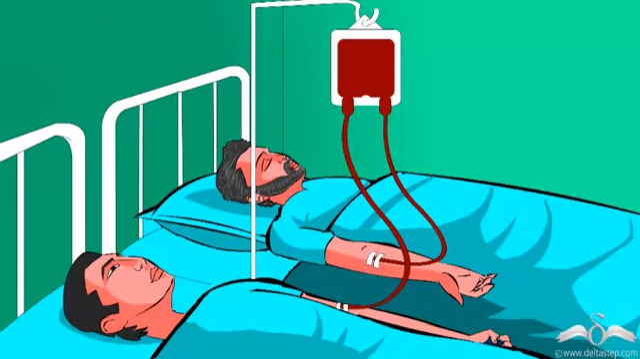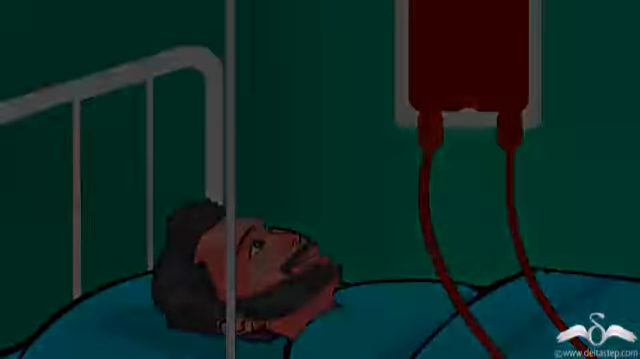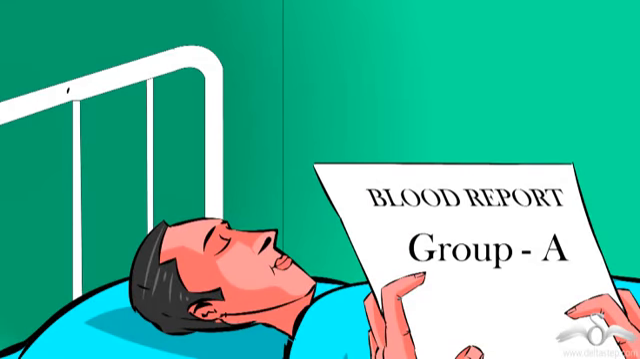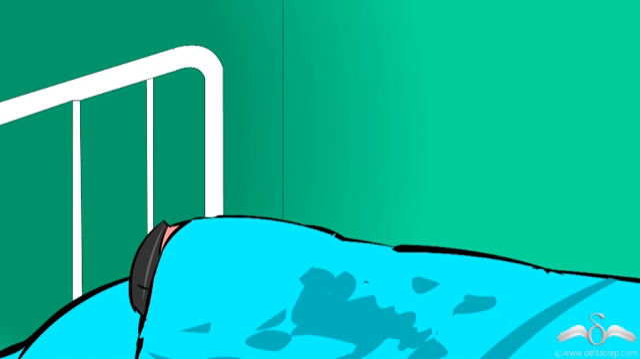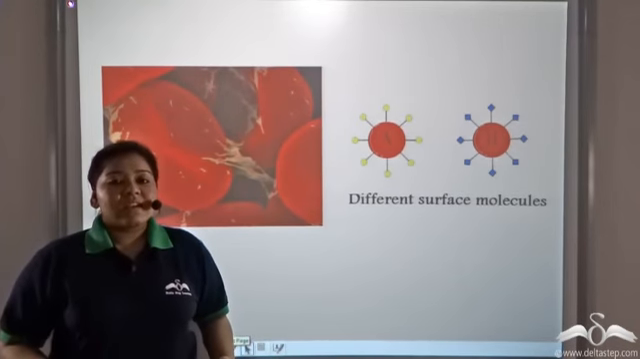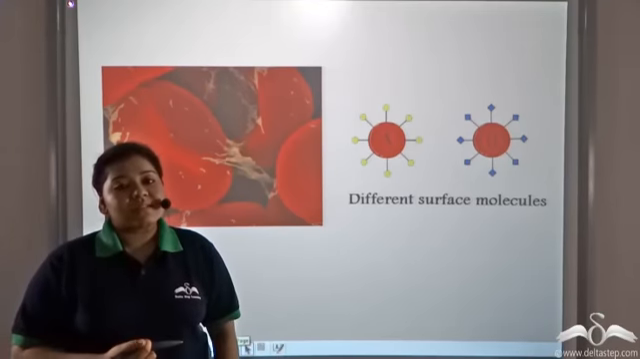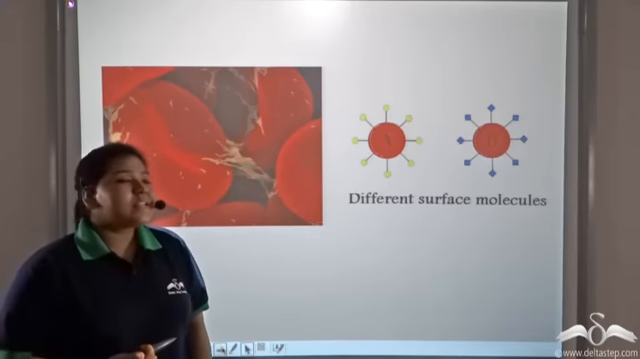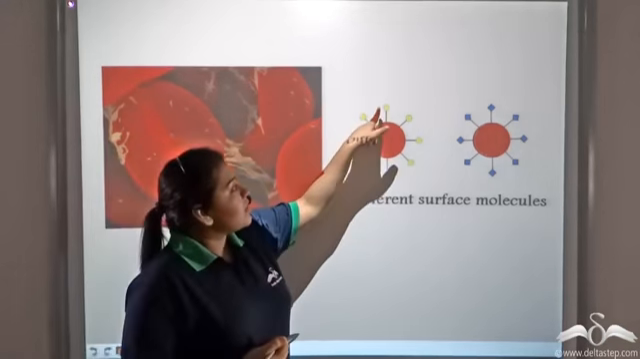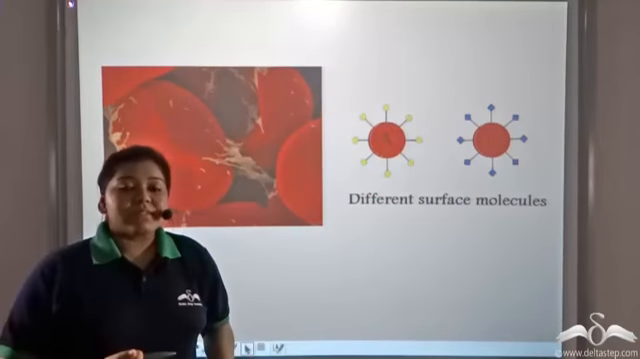See, there were few people who survived blood transfusions, but many of them died because of this blood transfusion. So why were people dying? Because red blood cells are the same in all human beings. Well, that is not true. Red blood cells have different surface molecules like this in different people.